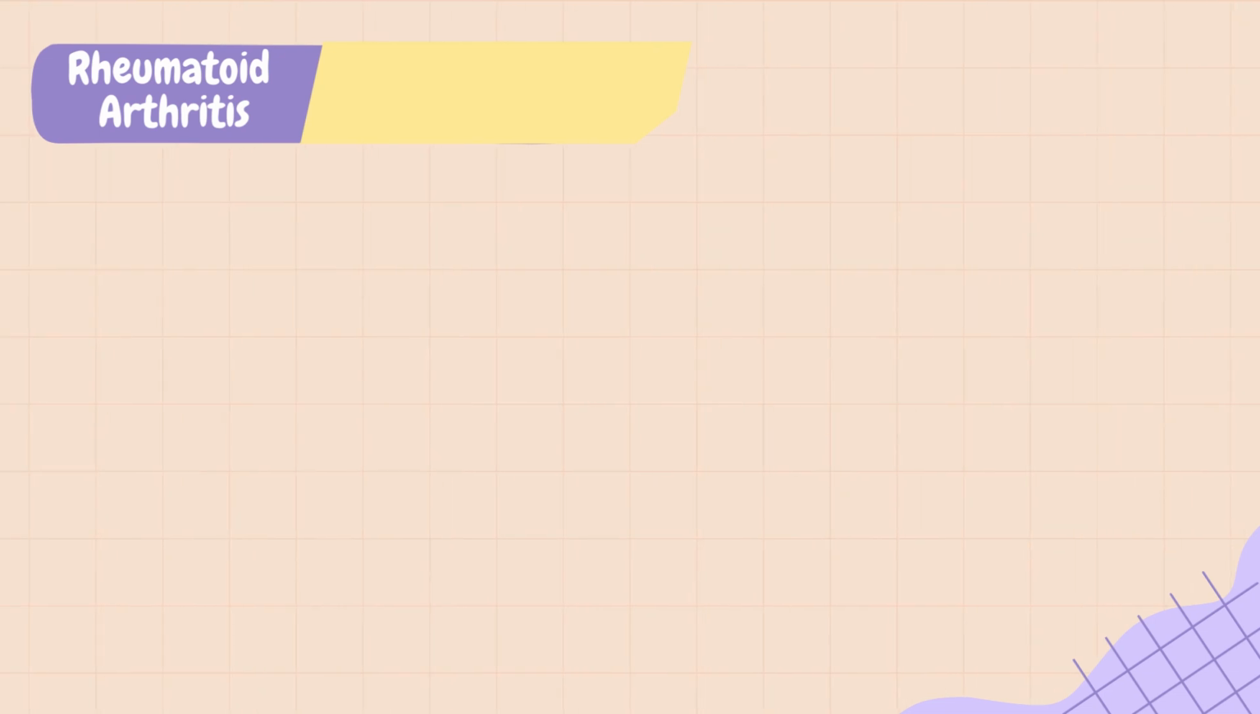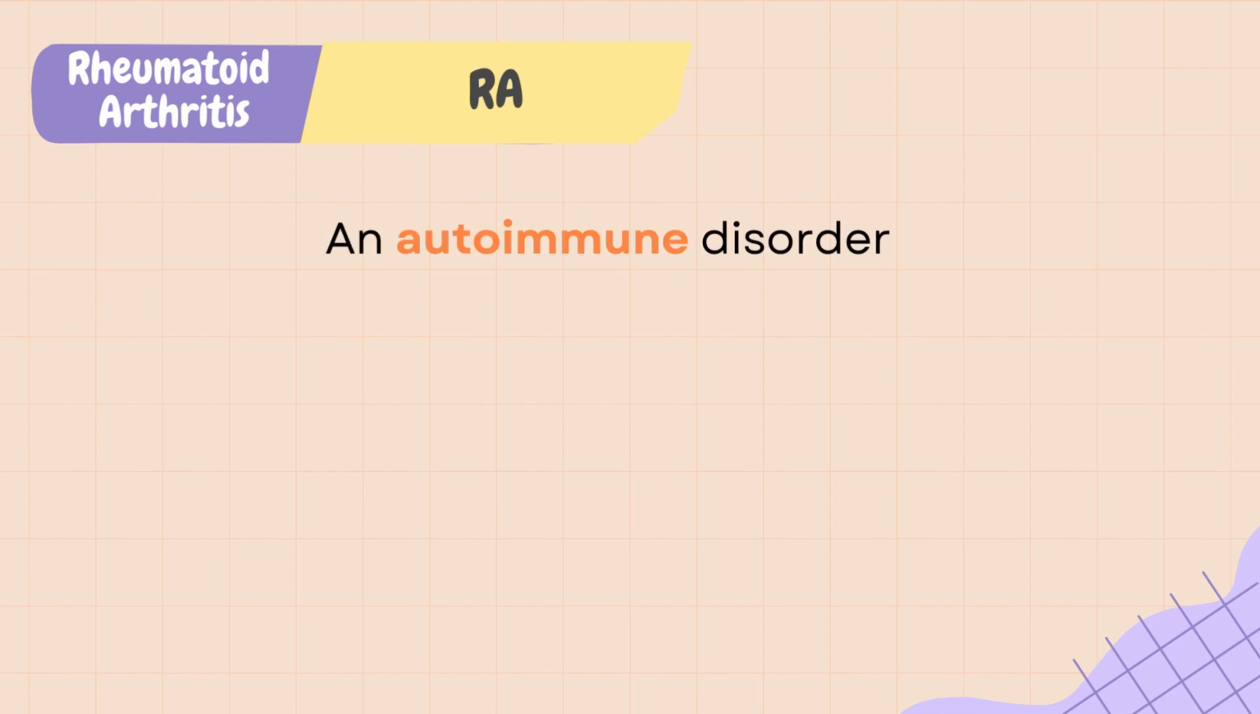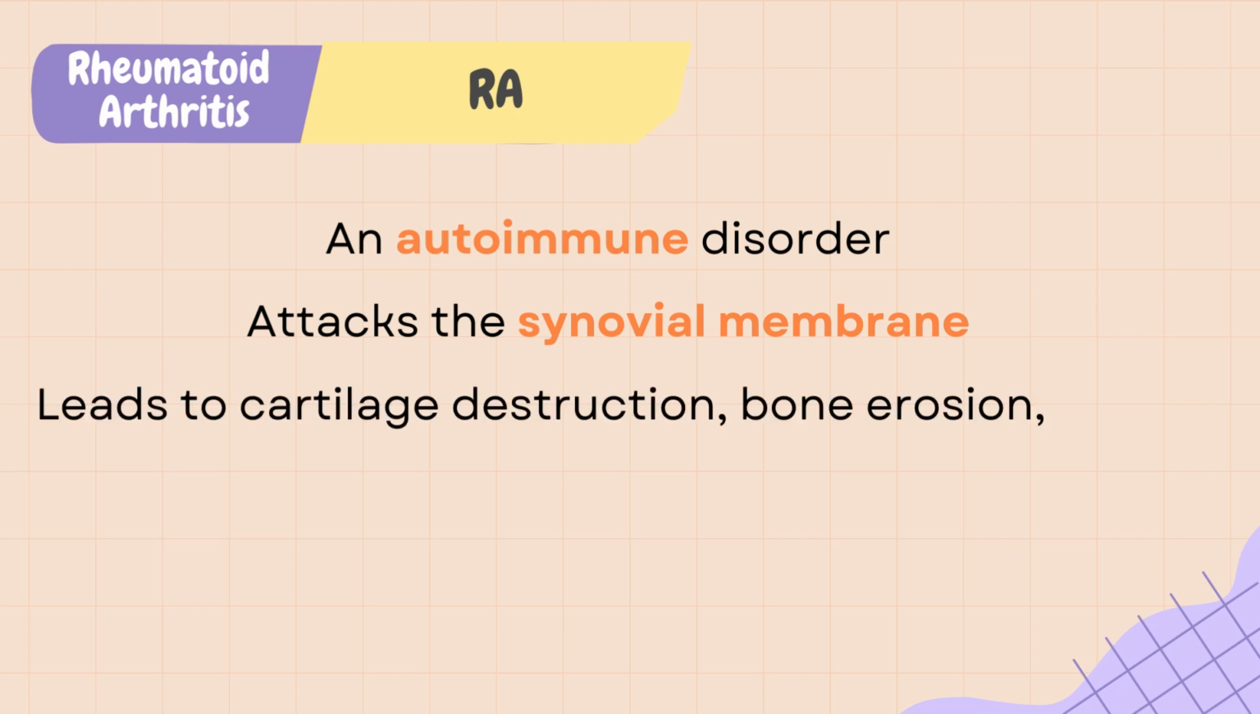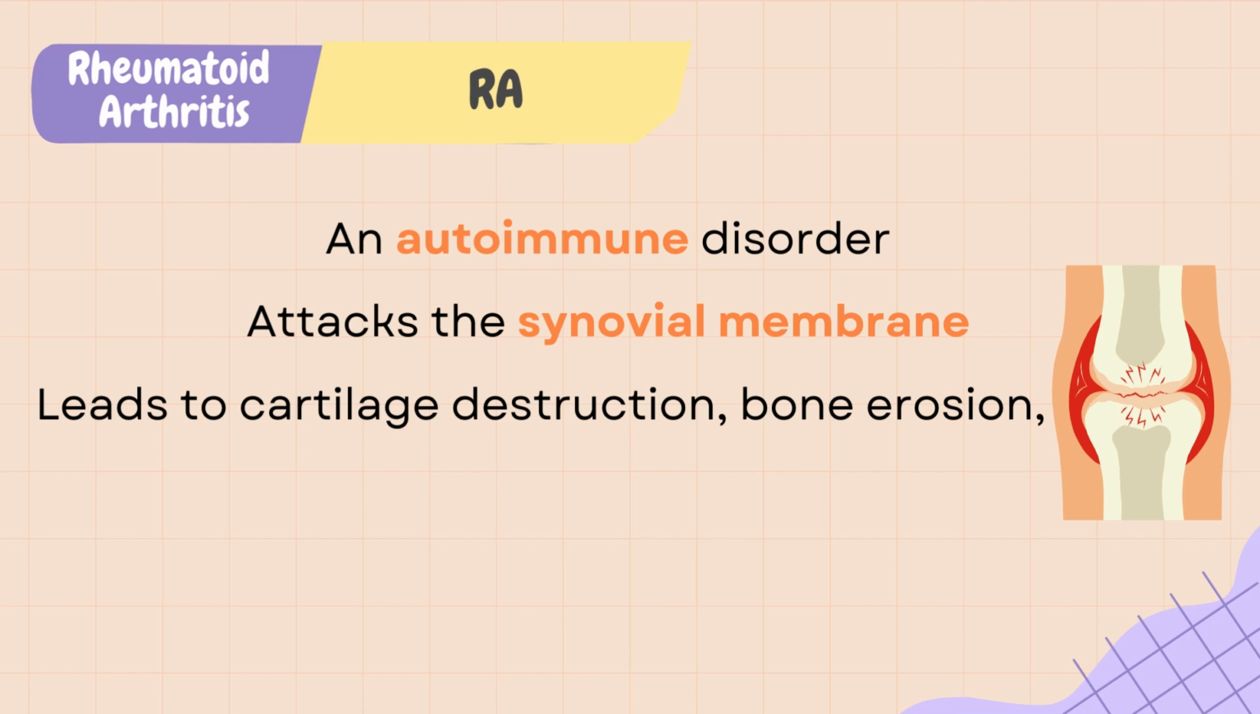Rheumatoid arthritis. Rheumatoid arthritis, also known as RA, is an autoimmune disorder in which the patient's immune system attacks the connective tissues, initially the synovial membrane, then it causes cartilage destruction and bone erosion, leading to joint swelling, stiffness, and pain. Synovial membrane is a thin protective lining of a joint that provides nutrient and blood supply to cartilage, and cartilage helps to support joints.